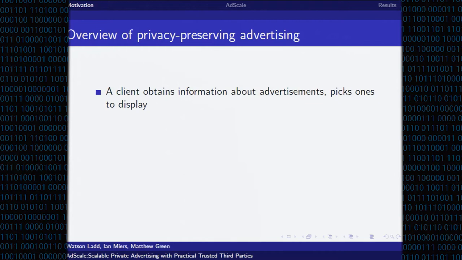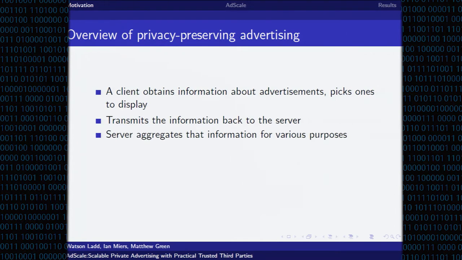So privacy-preserving advertising involves a client that sits on your computer and knows what you want to see and what you'll click on. It picks the advertising to display and transmits information back to the server about what happened when the advertisement was displayed. Somehow it has to get the ad, and somehow it has to transmit this information back. The server is going to aggregate this information for various purposes. We already talked about billing. There's also demographic targeting. Some advertisers want to show ads to certain people. In the print industry, for instance, different magazines have different kinds of ads because they're read by different people.